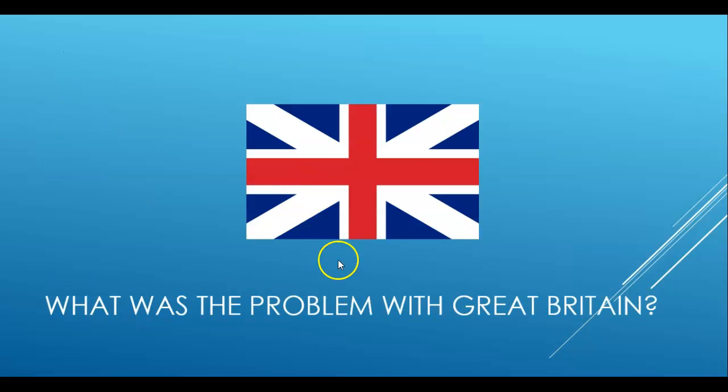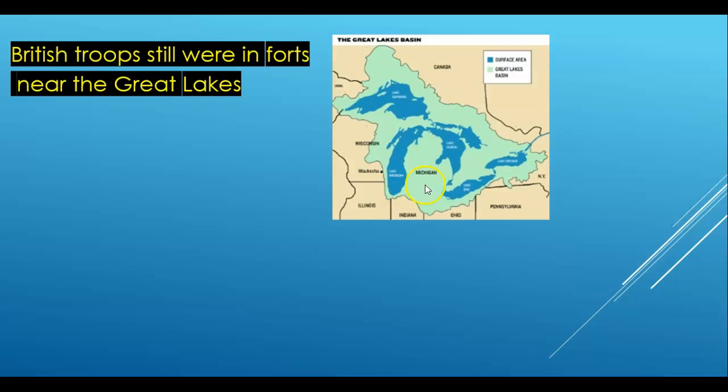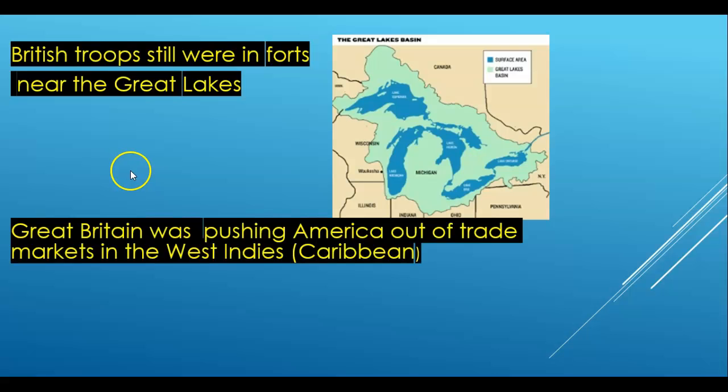So, last 2. I gave you flags. Hopefully you recognize the Union Jack. So our problem with Great Britain is this. Great Britain still had troops in the area where the Great Lakes are. So up in here, the British still allowed those areas to be controlled by some of their forts. They never really let the men leave there, so that was an issue.